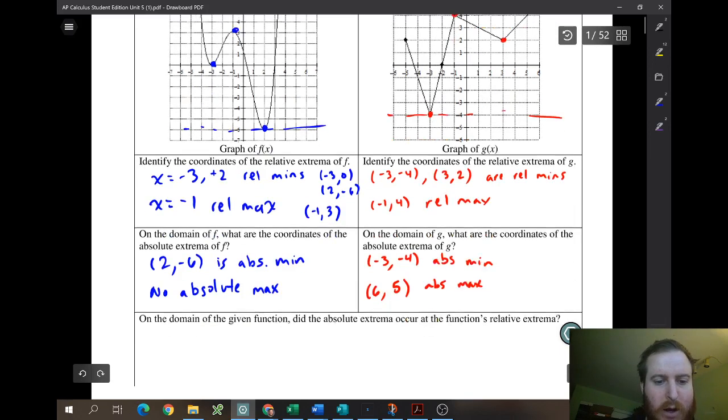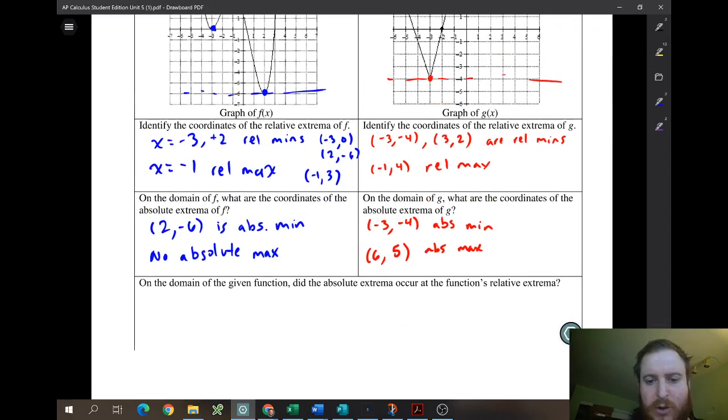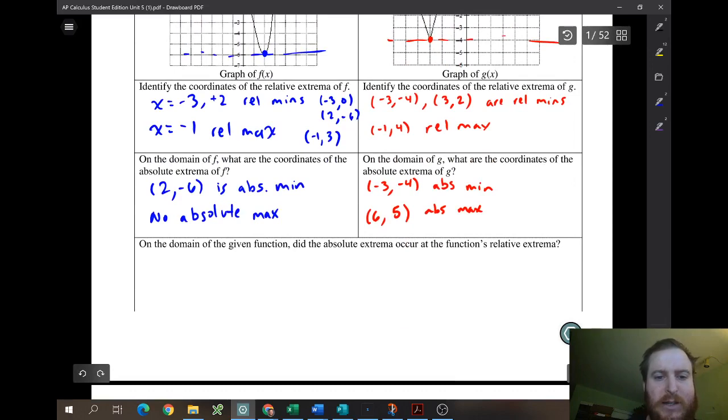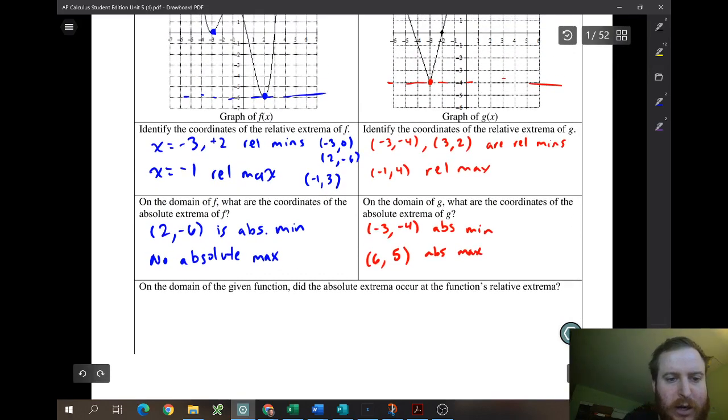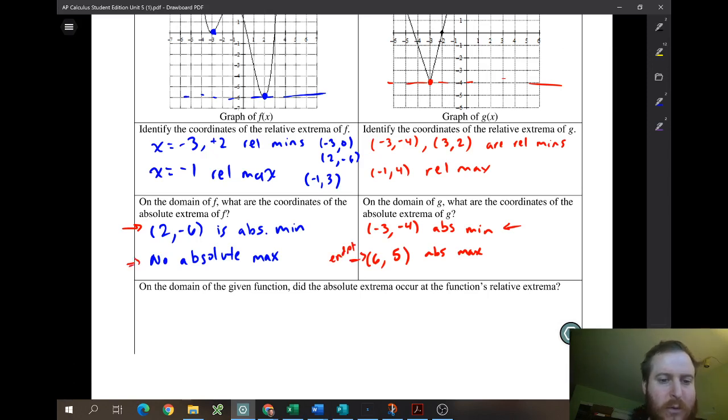So on the domain of the function, did the absolute extrema occur at the function's relative extrema? Our answer is sometimes. 2, -6 was also a relative extrema, and -3, -4 was a relative extrema. But 6, 5 was not. 6, 5 was an endpoint. And then over here, we had none. So sometimes they do and sometimes they don't.